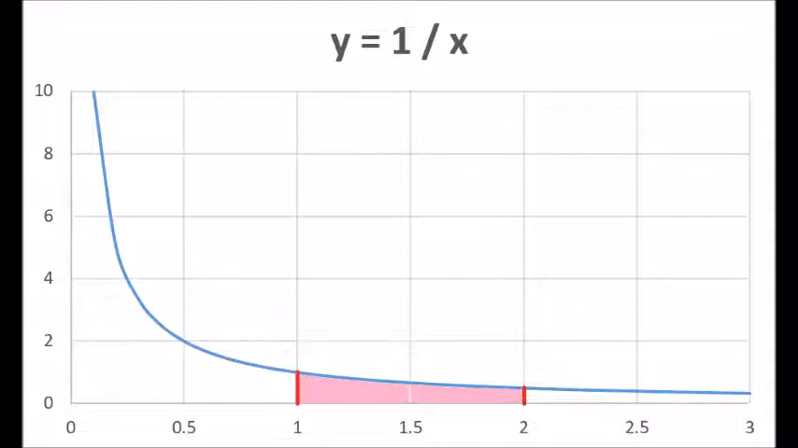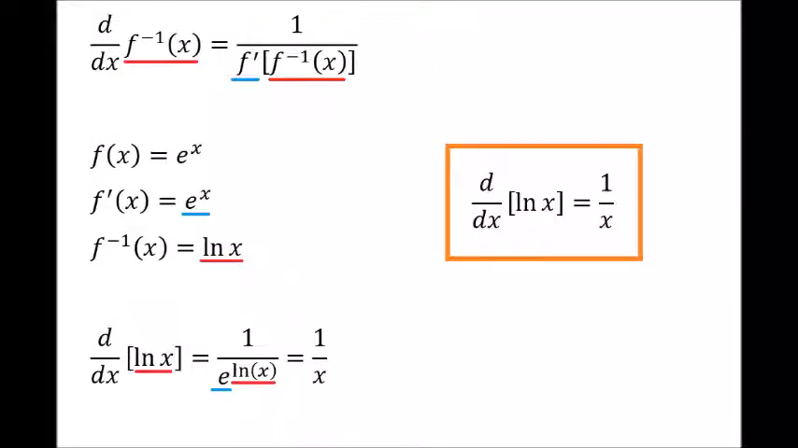Why are we interested in this area? Boxed in orange on the right side of the screen is part of the answer to that question. The derivative of the natural log of x equals 1 over x. That is our hyperbola. For the curious, the left side of this screen shows how this expression is derived from the general expression for the derivative of an inverse function.